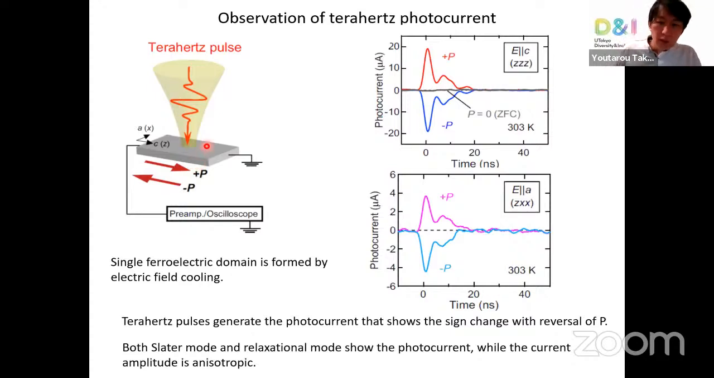We observed photocurrent in different light polarizations, parallel and perpendicular to the spontaneous polarization, but the magnitude is different. So the photocurrent response is highly anisotropic. This result is consistent with the anisotropic phonon response.